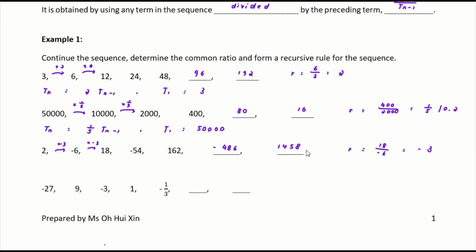Okay, so after you got this, now write down the recursive rule. How do you get the current term? You use the previous term and multiply by negative 3, right? So negative 3 Tn minus 1. Our first term is 2.